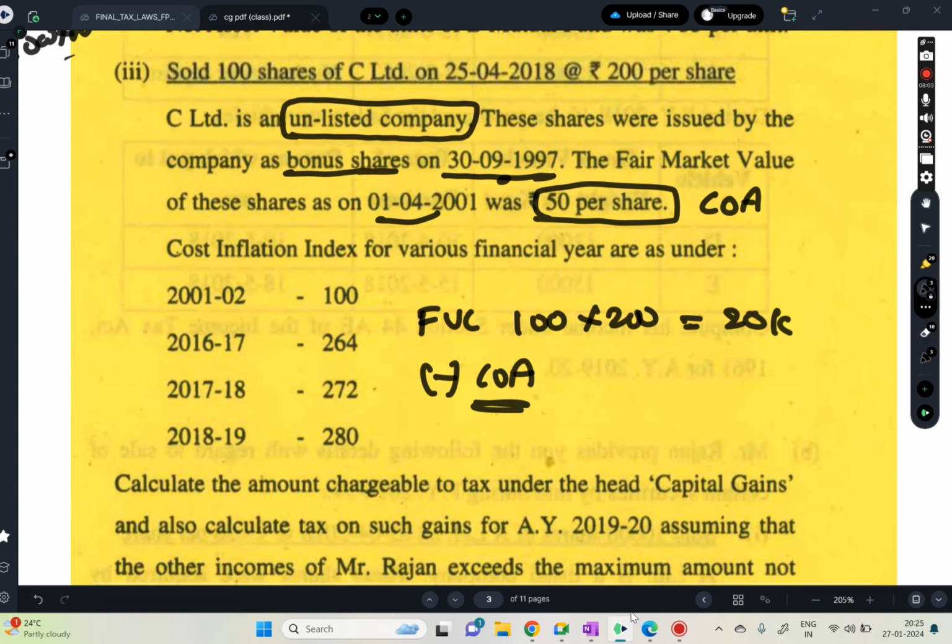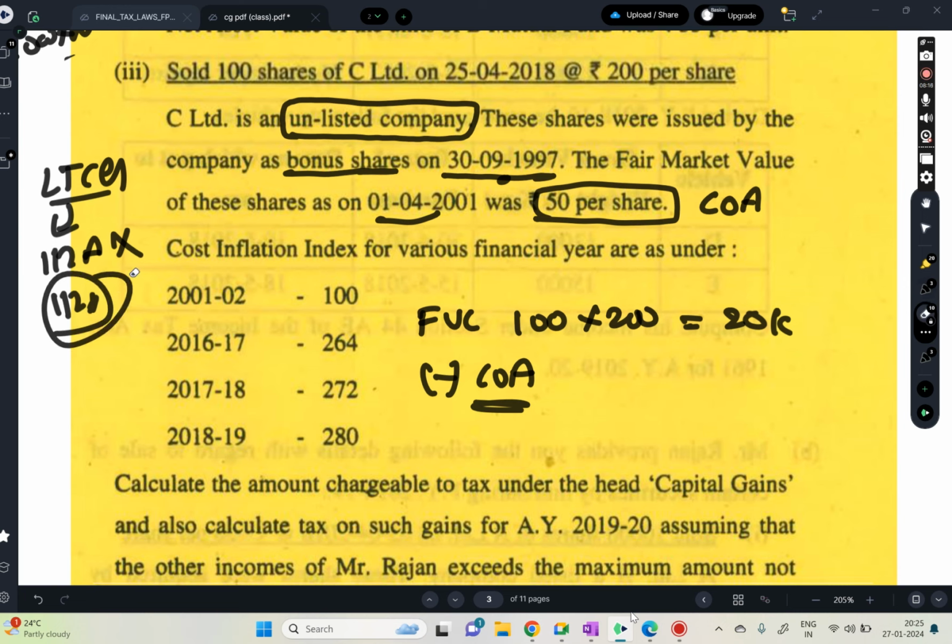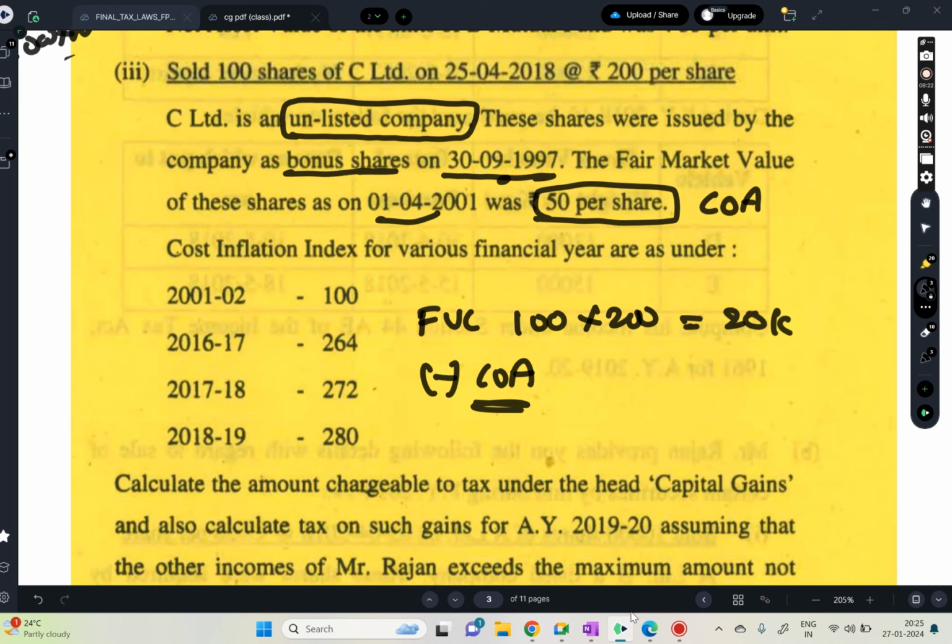See, we have two sections in LTCG: 112A and 112. In 112A you cannot do indexation. In 112 you can do indexation, right? So we can do indexation for this. We decided that it is not 112A because it is unlisted company shares. It is 112 only, so indexation of cost of acquisition will be done.